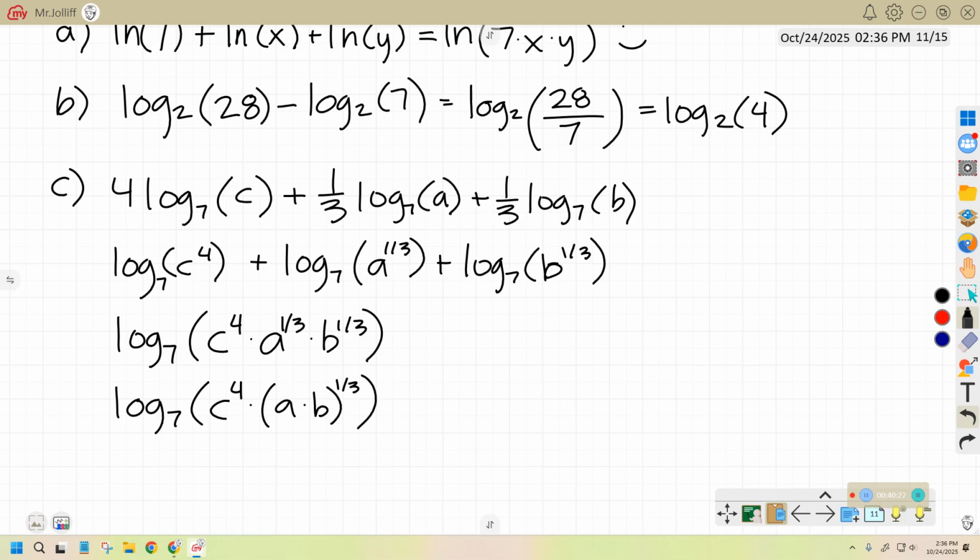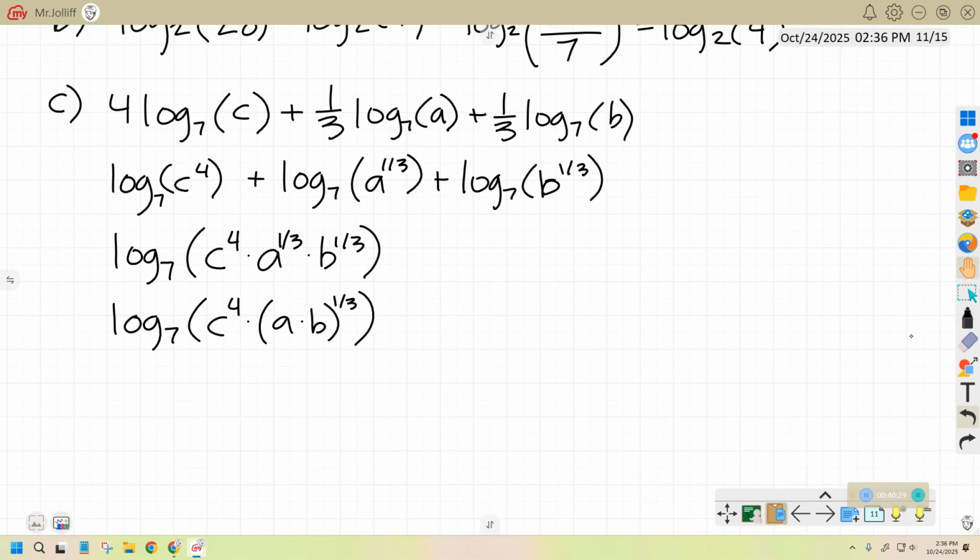One more thing. Fractional exponents. What do those represent? Roots, yeah. This is a cube root of A times B. Log base 7 of C to the 4, cube root of A times B. Yeah. Happy face.